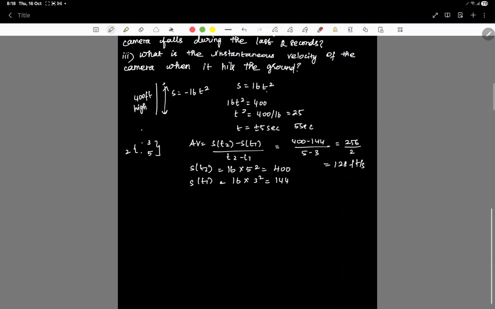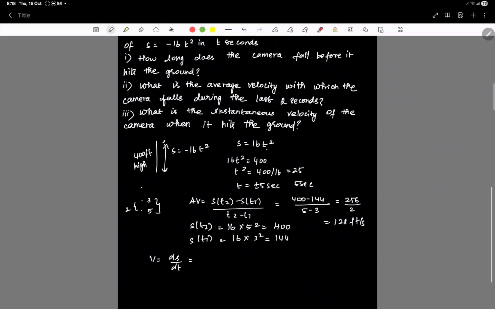Now we have to find the instantaneous velocity of the camera when it hits the ground. To find the instantaneous velocity, it is ds by dt. We have to differentiate s with respect to t once. When you differentiate s with respect to t, you will get 32t. Here you have to substitute t is equal to 5 because that is the time when the camera hits the ground. So 32 into 5, that is 160 feet per second. That's it.